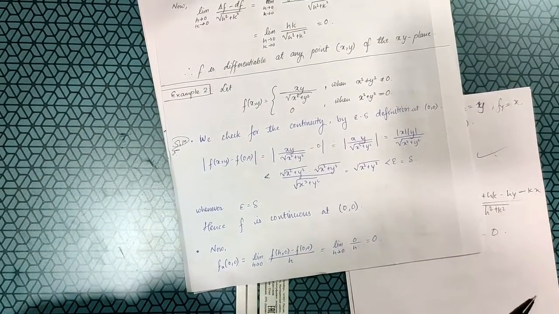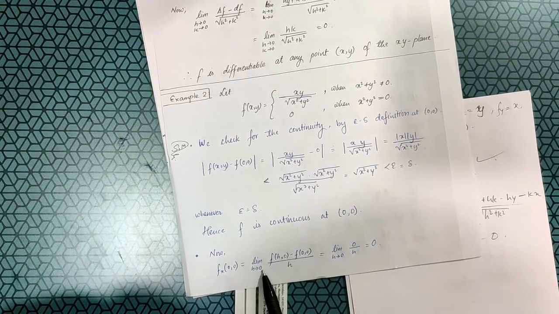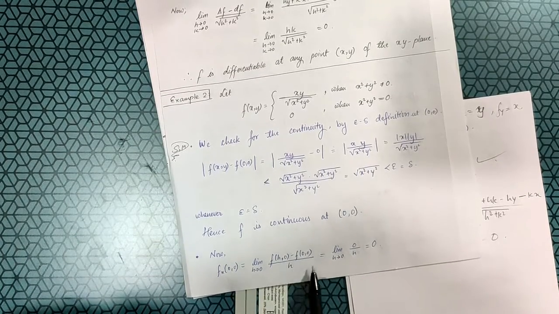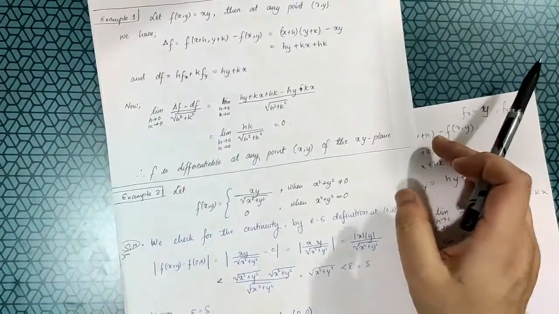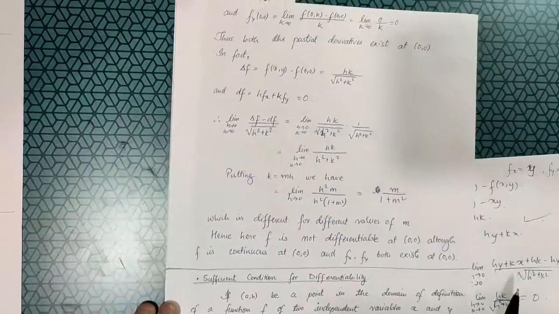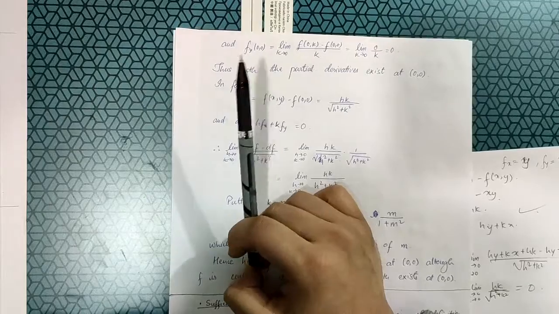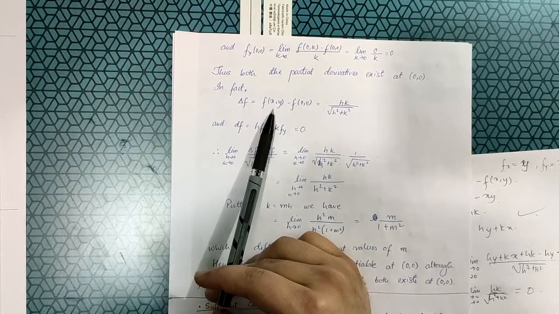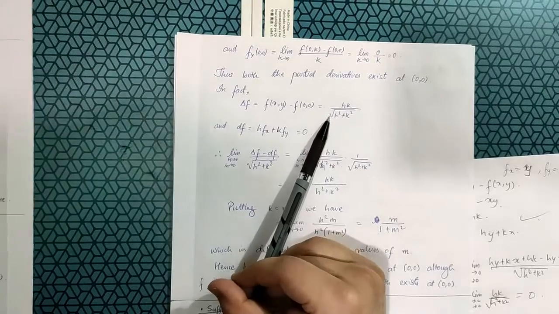Now we find the partial derivatives. So here the partial derivative f_x at 0, 0 is limit h tends to 0 of f of h comma 0 minus f of 0, 0 divided by h, which is 0 by h, which is 0. So the partial derivative with respect to x is 0. Similarly, we can see that the partial derivative with respect to y is also 0. Thus both the partial derivatives exist at 0, 0.